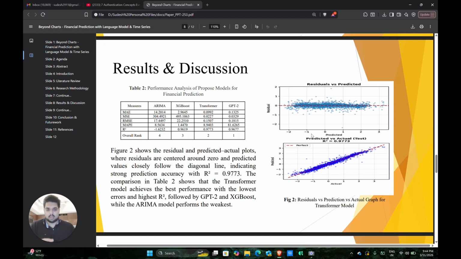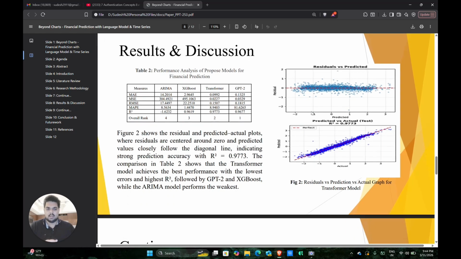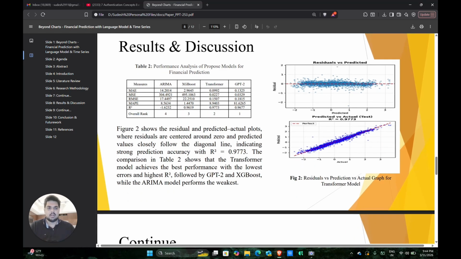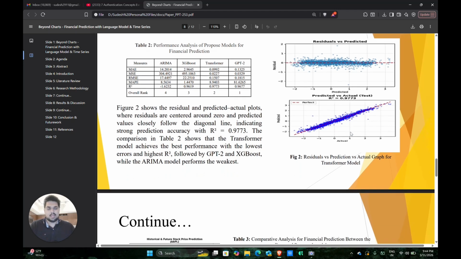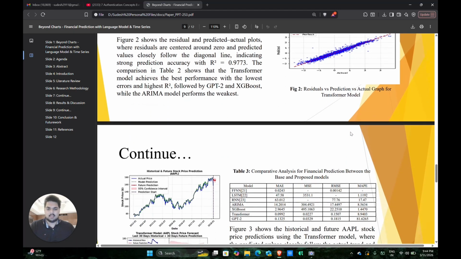These are the plots. Again, you can go through this in the paper as well, it's more evident in the paper. So as you can see, this is the residual, this is the predicted, and this is the actual. So yeah, I would say it was a decent experiment.